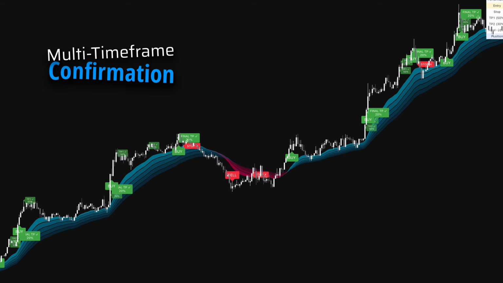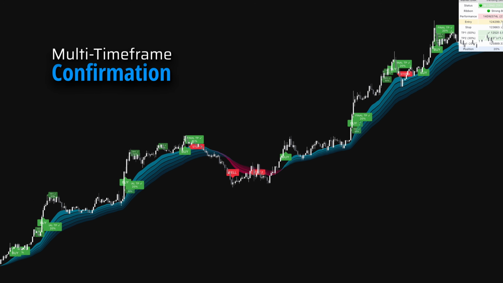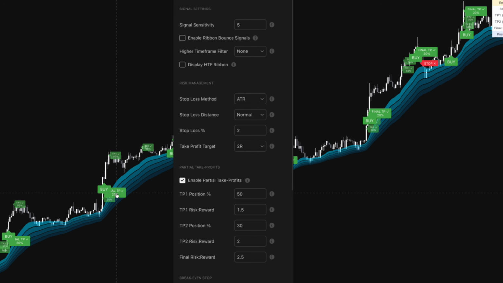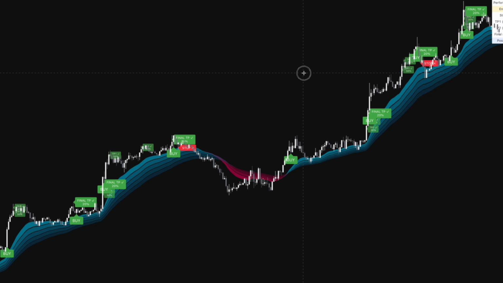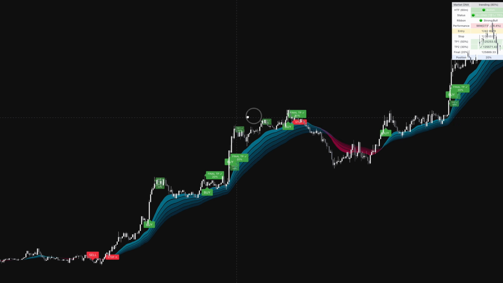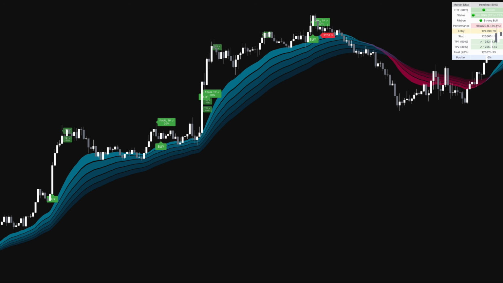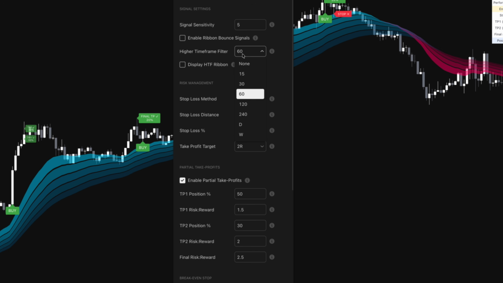The higher time frame filter lets you require ribbon alignment on a larger time frame before taking any signal on your chart. If you're trading on the 15-minute chart, you can set the filter to 1 hour or 4 hour. Now buy signals only fire when the hourly ribbon is also bullish. Sell signals only fire when the hourly ribbon is bearish. You're trading with the bigger trend instead of against it. Options include 15, 30, 60-minute, 2-hour, 4-hour, daily, and weekly. Or set it to none to disable the filter entirely.